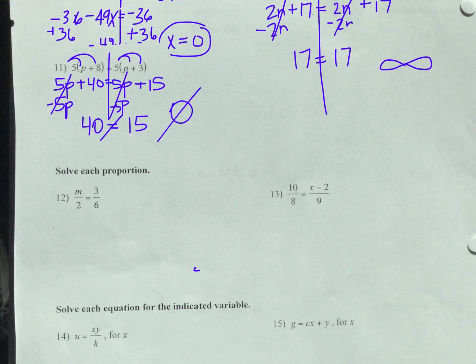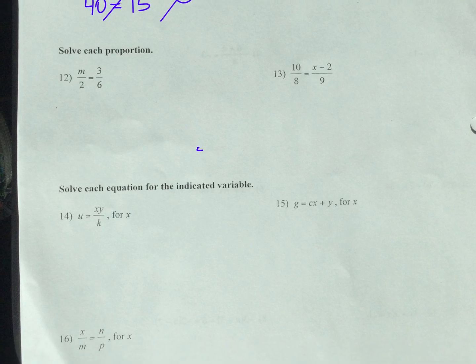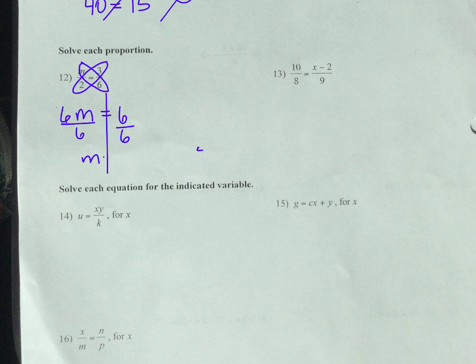All right, we're going to cross multiply, do some literal equations, and be done. When we cross multiply, we would say 6 times m is 6m. 2 times 3 is 6. And then I divide by 6. M equals 1.